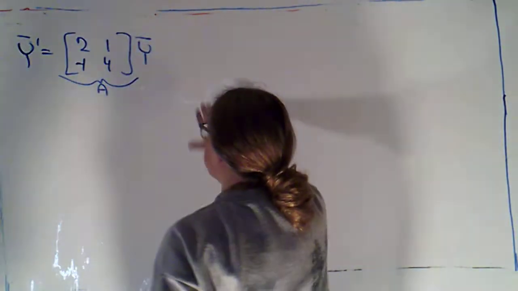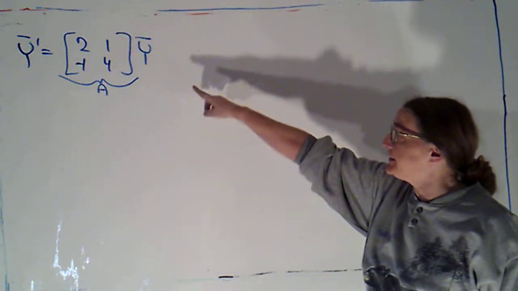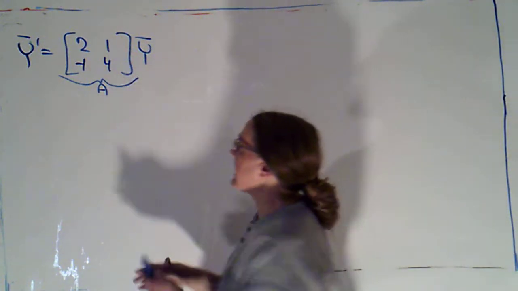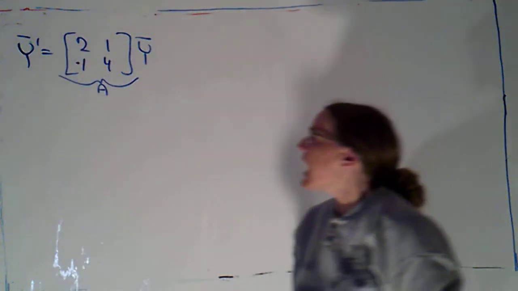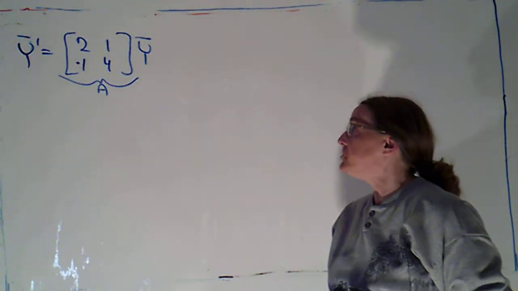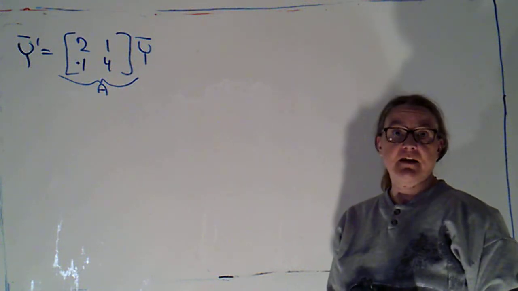Okay, so I want to look at this example together. We're looking at a linear system where this is our matrix A. That's a -1 right there. I want to find the general solution and then sketch the phase portrait.